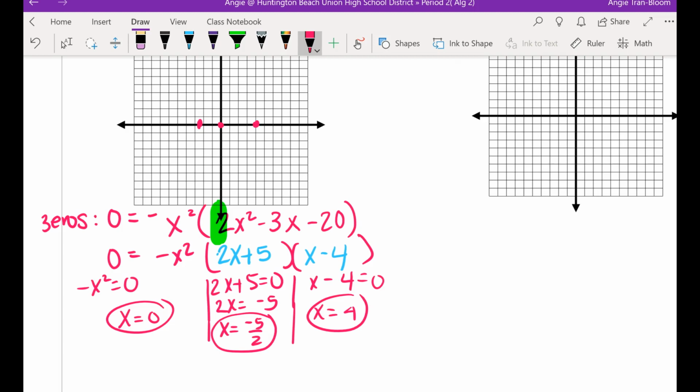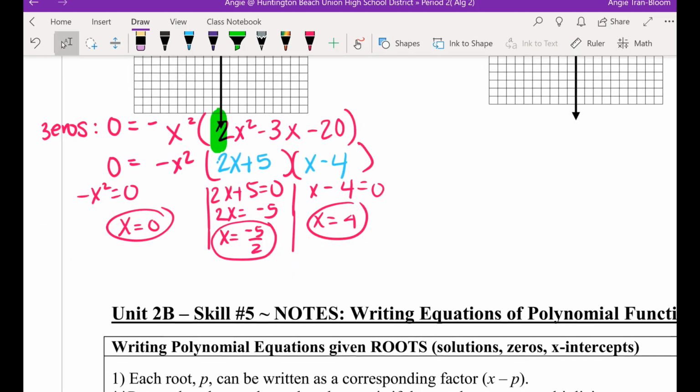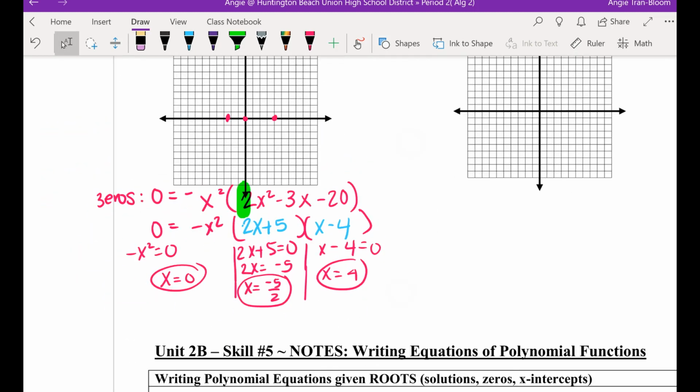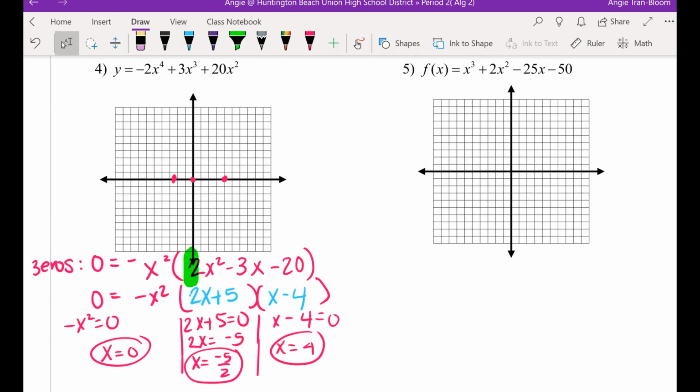Now we need to determine the end behavior. What is the degree? What's the degree? 4. Because isn't it the highest power, the highest exponent of the whole thing? Okay, so your degree is, I'm going to write it on the right here, because at the bottom, I think you guys are having a hard time. So degree is 4.